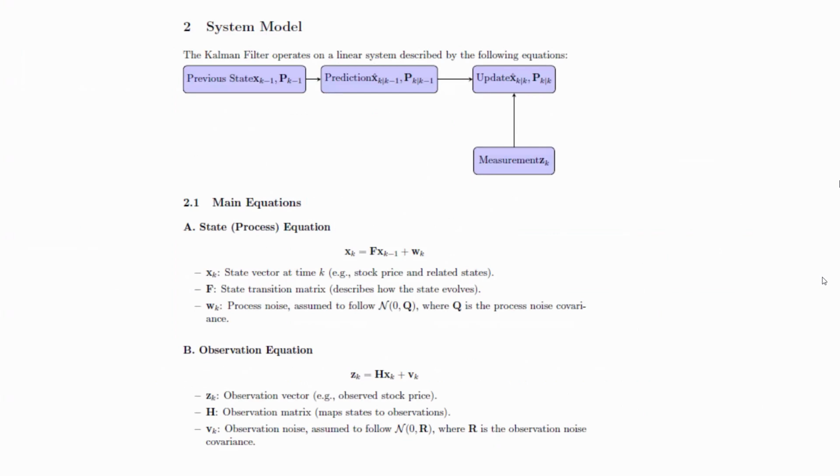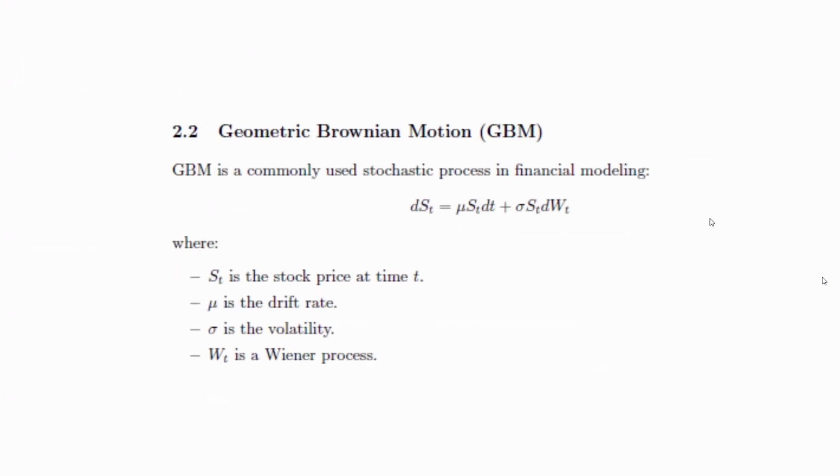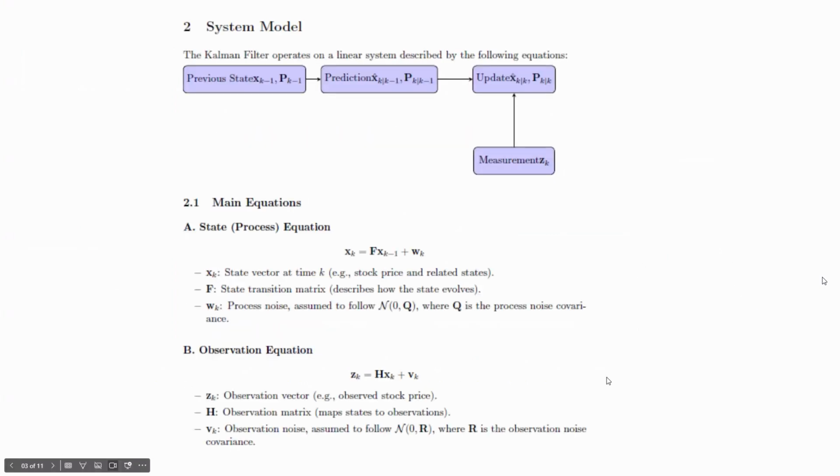This is our system model: the previous state, the prediction step, the update step, and the measurement. Here are, as you can see, the main equations for preparing a Kalman filter for our usage. Xk is the state vector at time k. F is the state transition matrix. And Wk is the process noise.